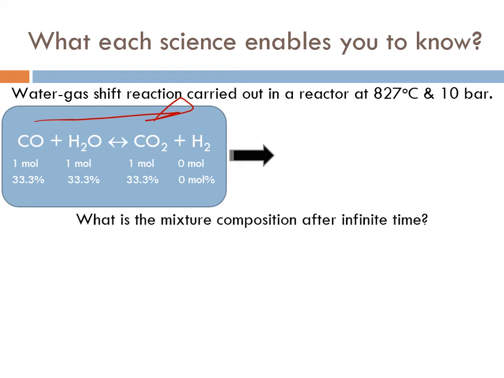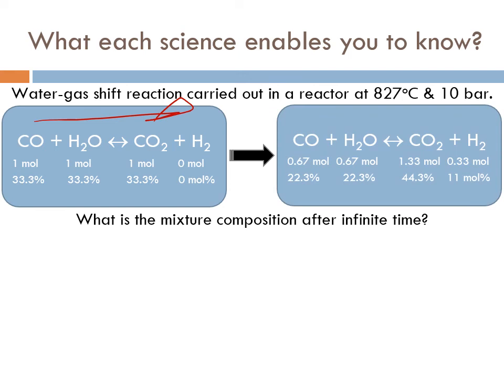So it will happen spontaneously and keep going forward, if I give it enough time, until the equilibrium composition is reached. What is that equilibrium composition? Well, it is 0.67 mole of CO, 0.67 mole of water, 1.33 mole of CO2, and 0.33 mole of hydrogen. That means the equilibrium conversion is 33%. No matter how long I wait after that, I will not get more conversion, because that's the maximum achievable conversion.